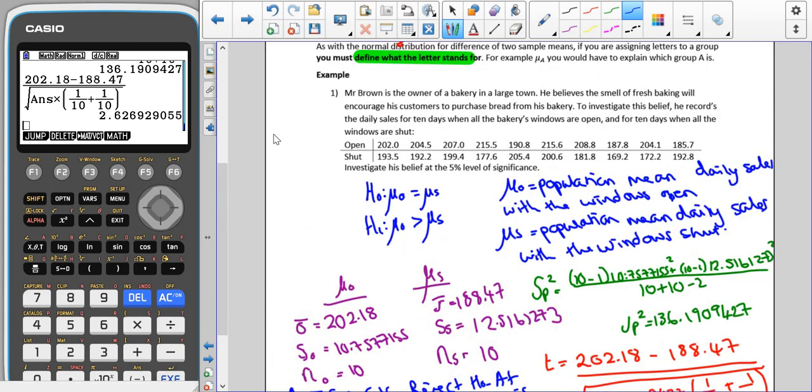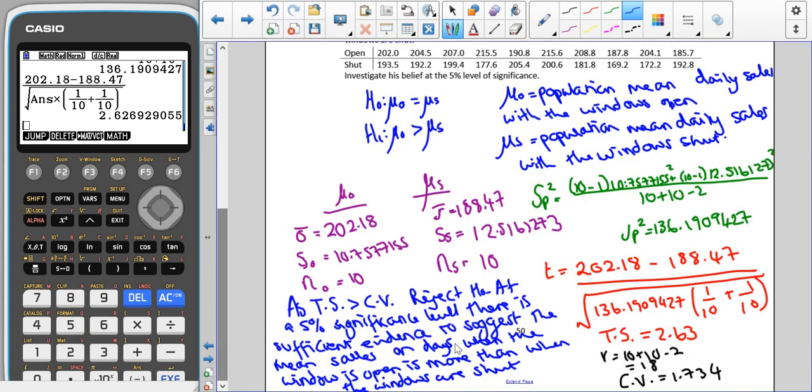Now, as we had when we were looking at the two sample t, there are some assumptions that go along with this. The data has to be normally distributed, the population has to be normally distributed, and the sample has to be a random sample. So just checking here, it does not mention that the daily sales are normally distributed, and it does not state that the days when the window is open and closed are a random sample. So I'm going to add those on as assumptions.